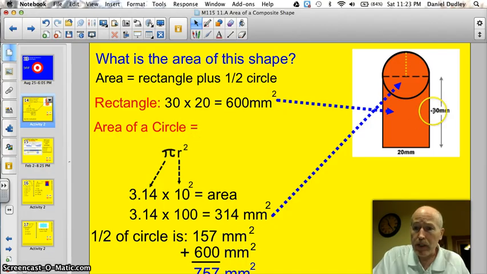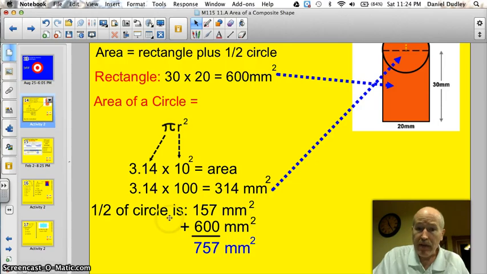So I find the area of the rectangle. I just multiply these two together, 30 times 20, and I get 600 millimeters squared. Then I find the area of the circle. I take pi, 3.14, times 10 squared. This distance, the diameter of the circle, is going to be 20 millimeters because it's the same as this one right here. So half of that is going to be 10. That's how I got the radius of 10. 10 squared is 100, so I take pi, 3.14, times 100 equals 314 millimeters squared.